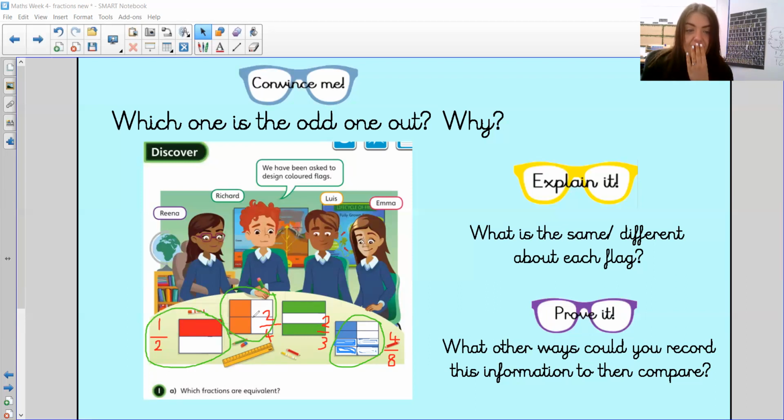So there's a half. That's showing me a half. And that is now showing me a half. So which one would we say is my odd one out? I'm going to go with this one. Now, I'm going to try and prove why.